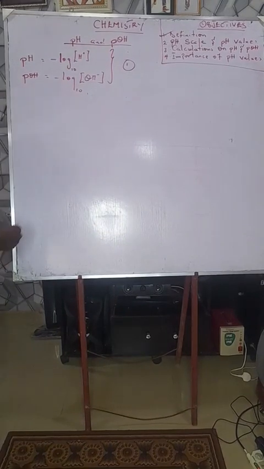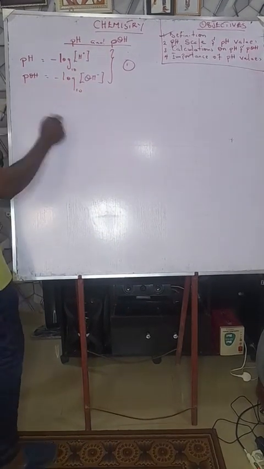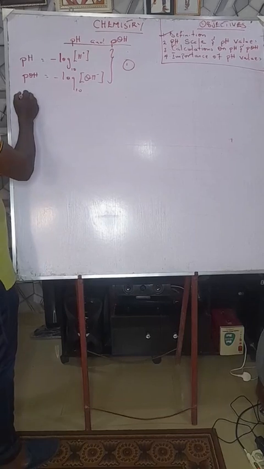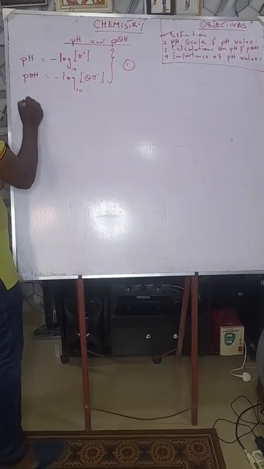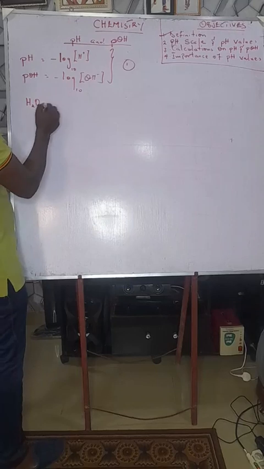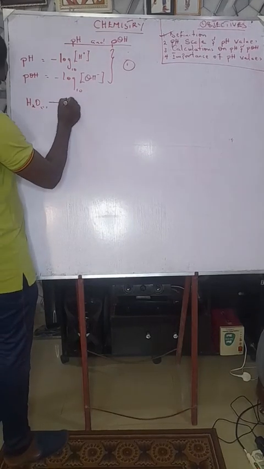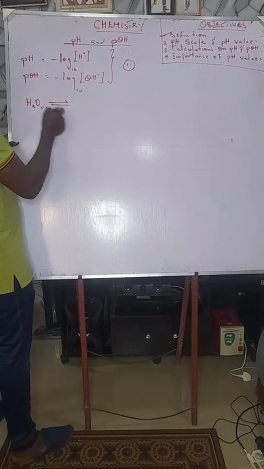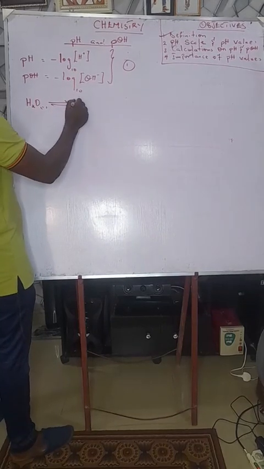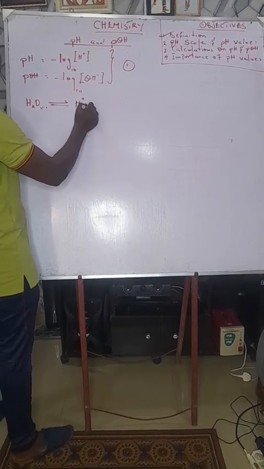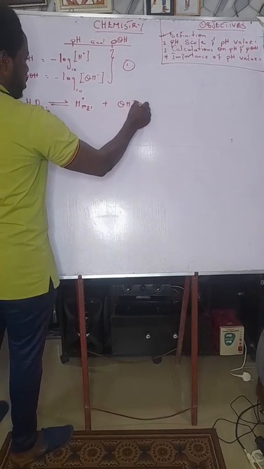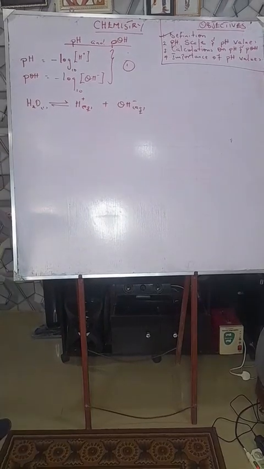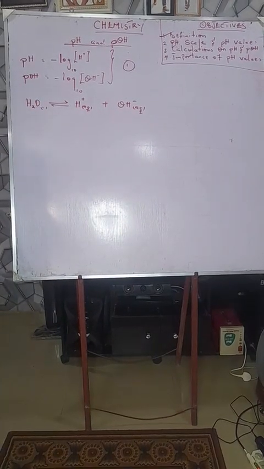Then we have this. I want you to understand that water is a liquid, and it will ionize partially. If water ionizes partially, it will give you H plus aqueous plus OH minus aqueous. This we have done before. I think you understand that partial ionization.